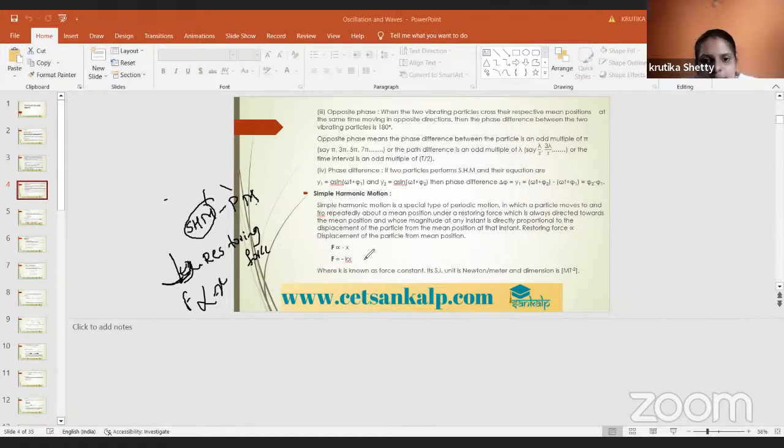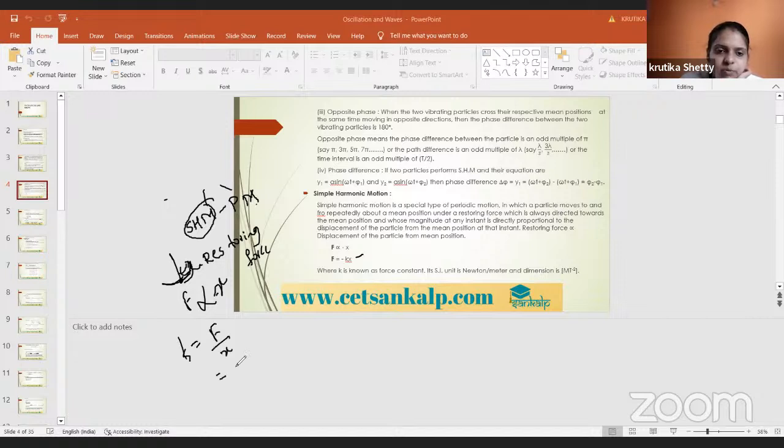Here you can see this last equation. To remove this proportionality sign, we take a constant, that is K. This K is called what? Force constant. Then what is the unit of this force constant? K is equal to F by x, we can write.